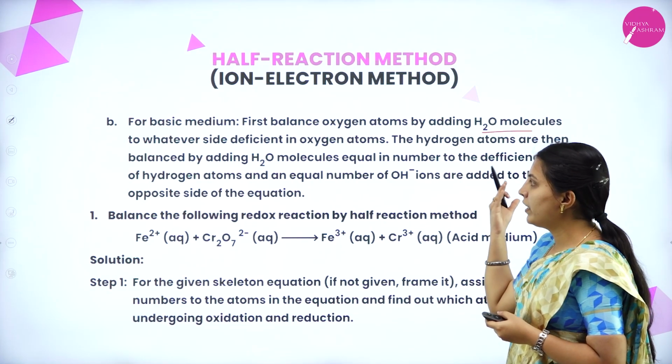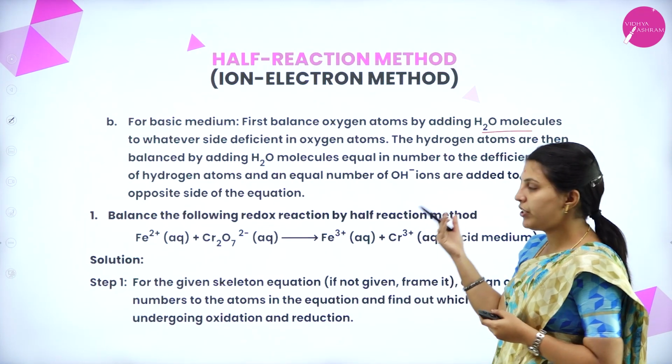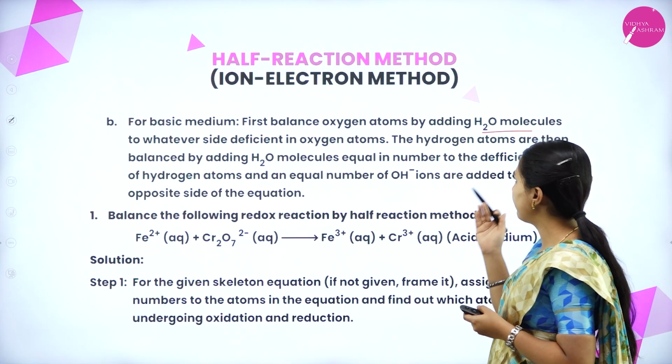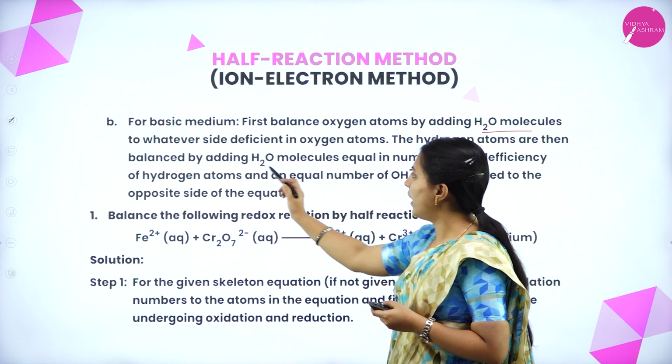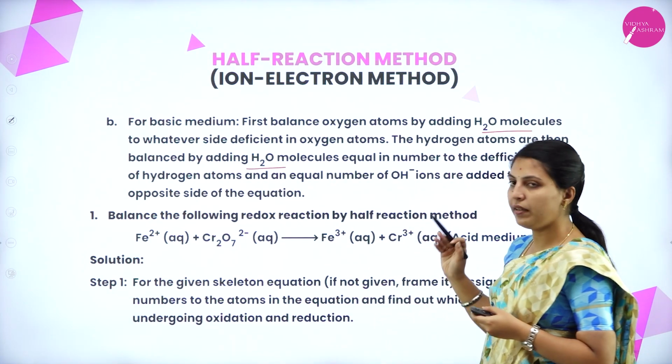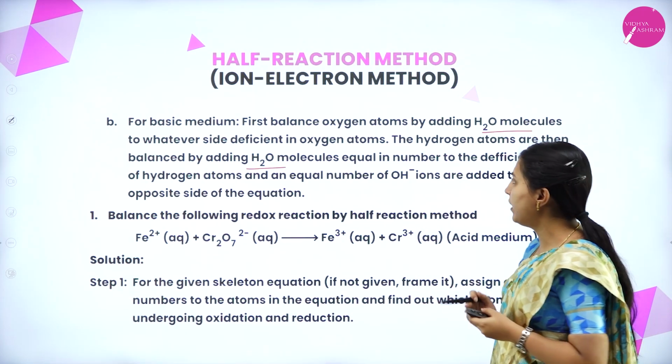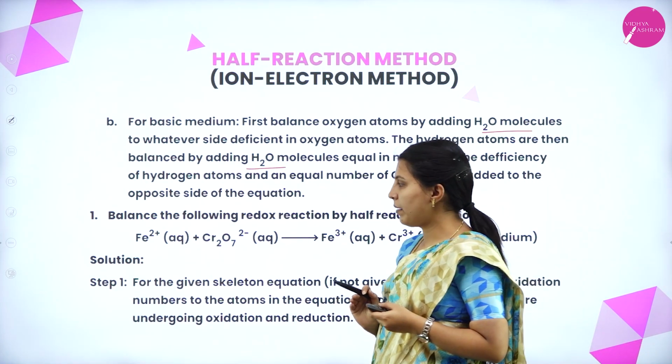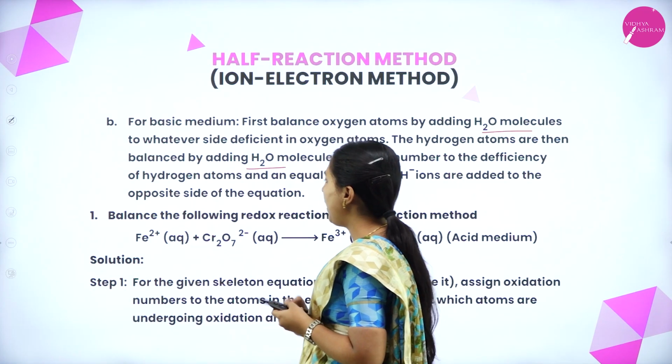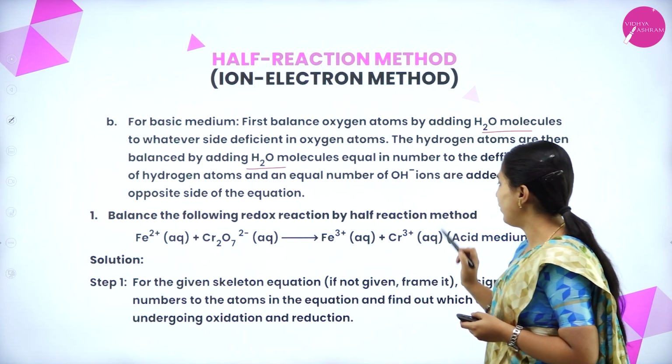If oxygen is deficient, then add a water molecule. If hydrogen is deficient, then also add a water molecule to balance the redox reaction in the basic medium. Okay. Take one example to understand correctly. Balance the following redox reaction by the half reaction method.